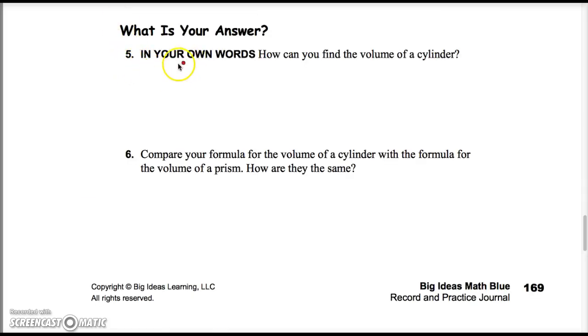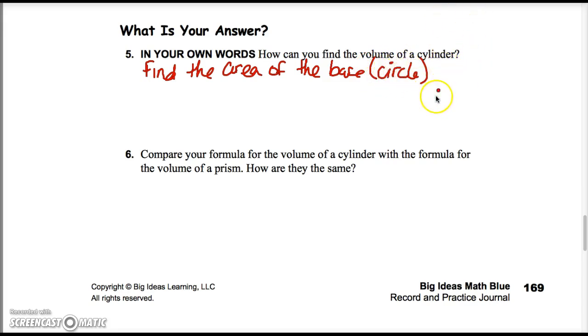Okay, so looking at number 5, it says, in your own words, how can you find the volume of a cylinder? So we're basically just going to explain the process. Remember, if you think back to the dimes that we were looking at the very beginning, the very first thing we did was we found the area of the circle. So I'm going to write that first. Find the area of the base, which was a circle.